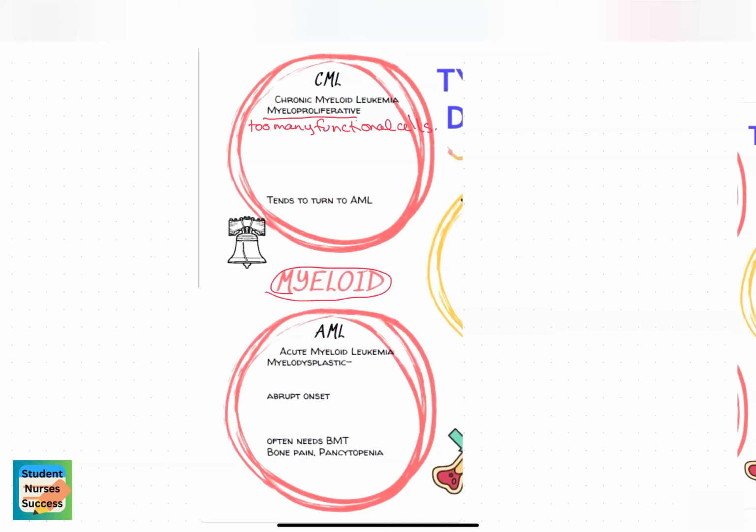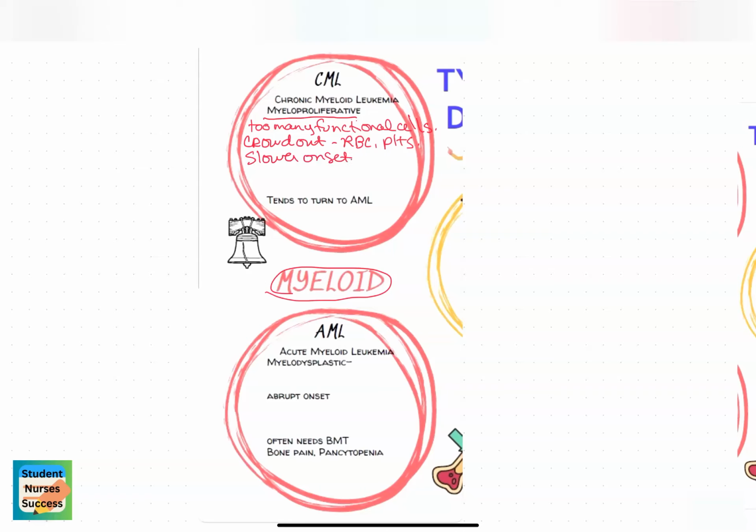The problem is we're making way too many of these cells, and so it starts to crowd out our other cells, such as our red blood cells, our other white blood cells, and our platelets. And so that's the problem. We're making too many of these white blood cells and it's crowding out. With CML, it tends to be a slower onset, maybe a little bit more insidious.